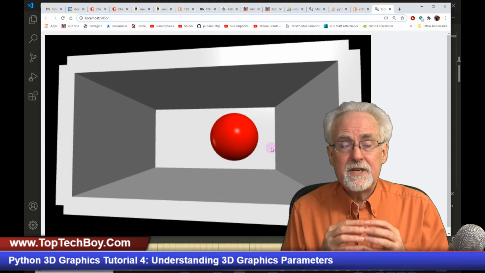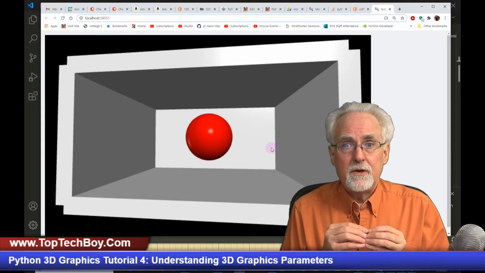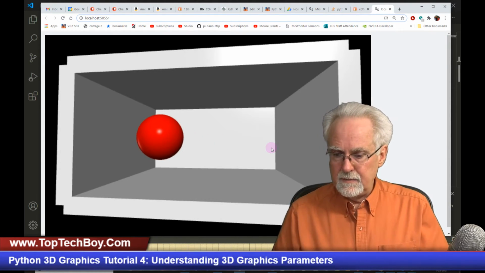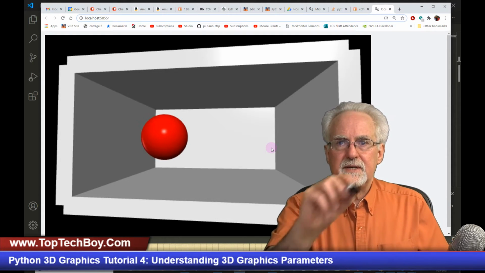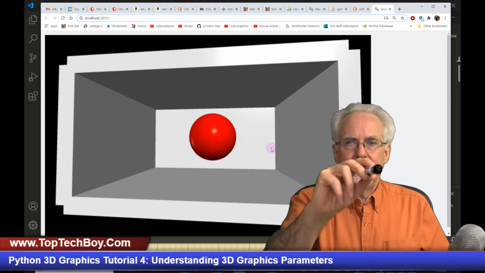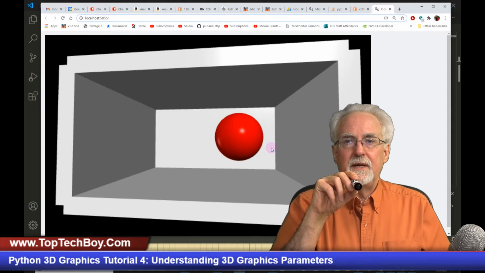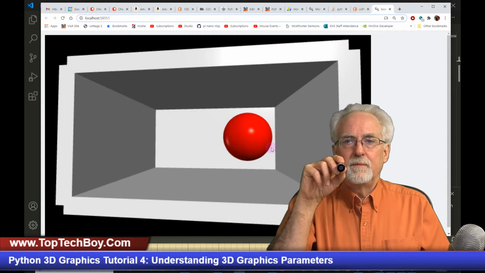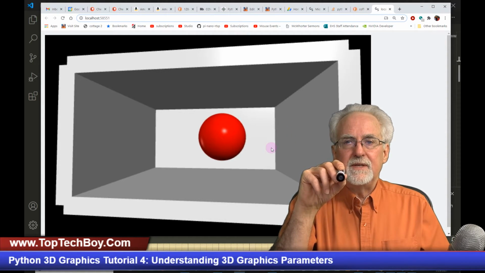Okay, so each time through the loop, you're going to have a new X position, a new Y position, and a new Z position. And so what you got to see is it's not just going like this or like this or like this. Each step, it is going to go over a little bit in X, over a little bit in Y, and over a little bit in Z.